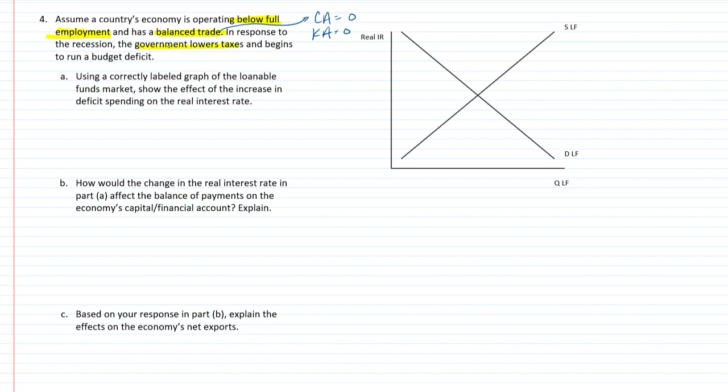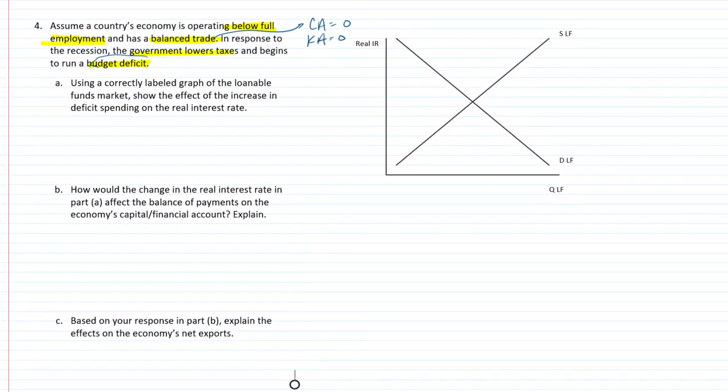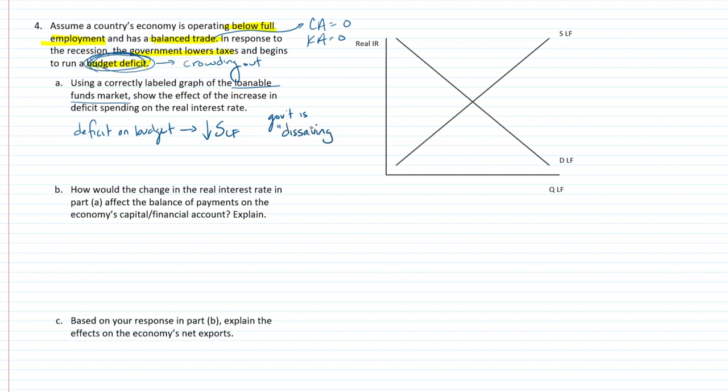The government lowers taxes and runs a budget deficit. Now, first of all, anytime you see the words budget deficit in this course, you should immediately think of crowding out, especially if it's in reference, as we see here, to the loanable funds market. So we come back to a deficit on the budget. We are going to show this as a decrease in the supply of loanable funds. We say that the government is dissaving. They are gobbling up savings that could have been made available to businesses. And so the actual level of savings in this economy is going to decrease. So the answer to letter A is that when we have a budget deficit, the supply of loanable funds decreases.